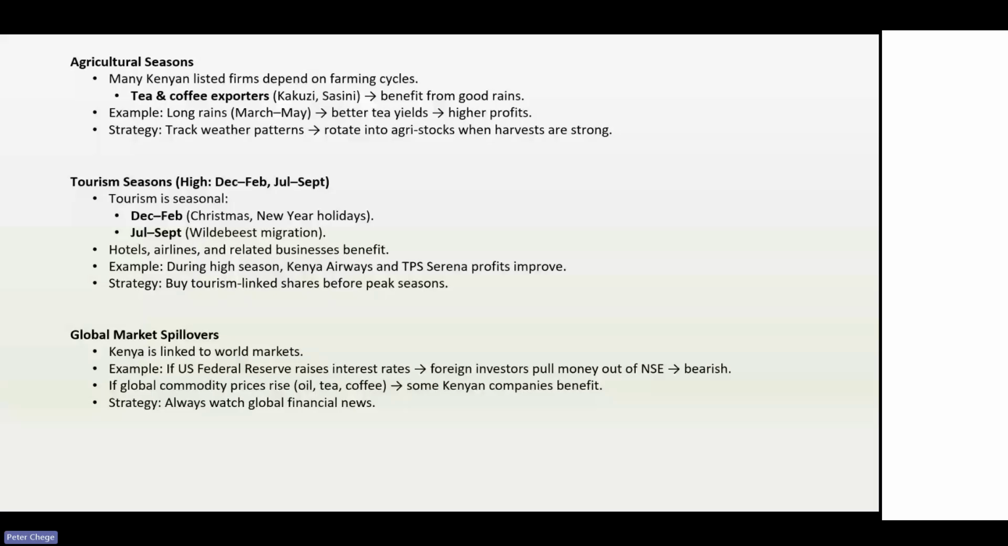Then we have a group of market spillovers. If markets in the world are affected, even the NSE in a way will be affected. When foreign investors pull their money out of the NSE, we have a bearish market. If global commodity prices improve, remember our economy will also improve. Companies make good profit, and prices go up. So always watch for some of these global news, even if they are not on your favorite TV station. Go and see what is happening in the world.